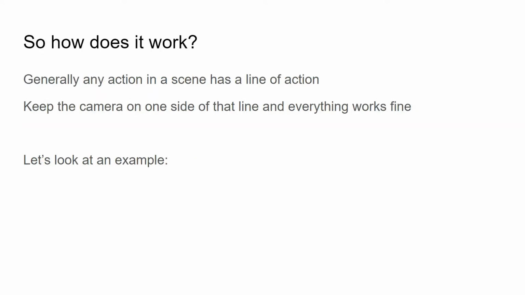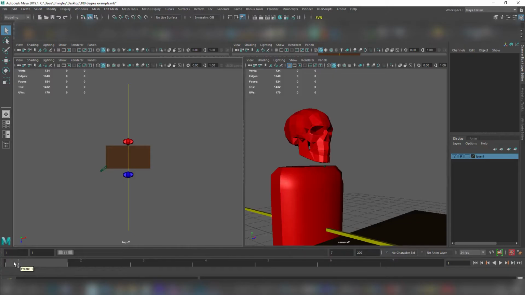So how does it work? Well, generally, any action in the scene has a line of action. And so if we imagine you've got some people talking to each other, their eye line, the fact that one actor is talking to another actor or looking at another actor, that's your line of action. So if you keep the camera on one side of that line, everything will work fine. So let's look at an example, shall we?